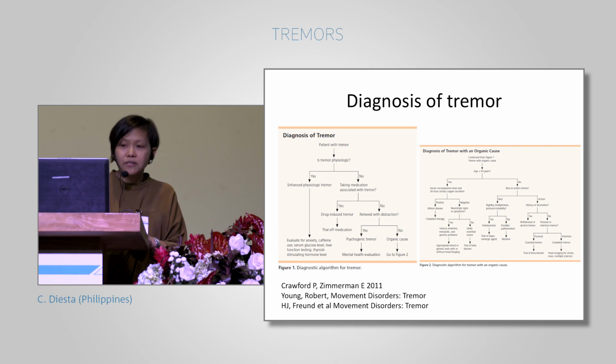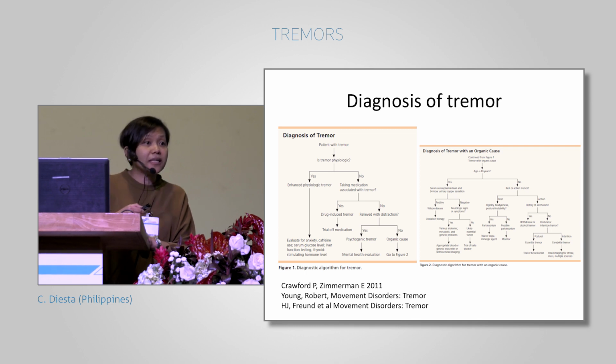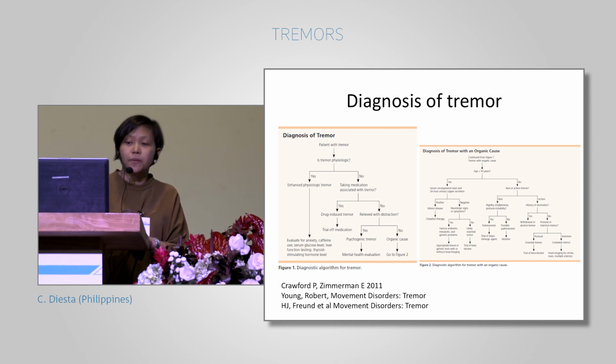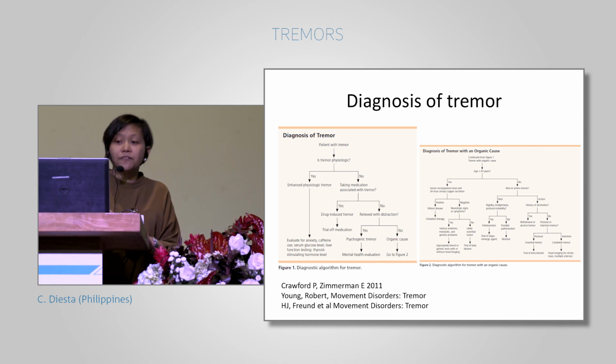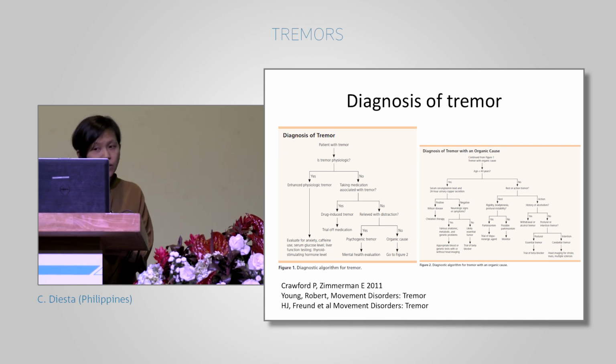Is it drug-induced? Take him off the medications and observe if the tremors actually improve. Is it relieved with distraction? Is it some sort of a functional tremor? Or does it have an organic cause? If it has an organic cause, then move on to the second algorithm.